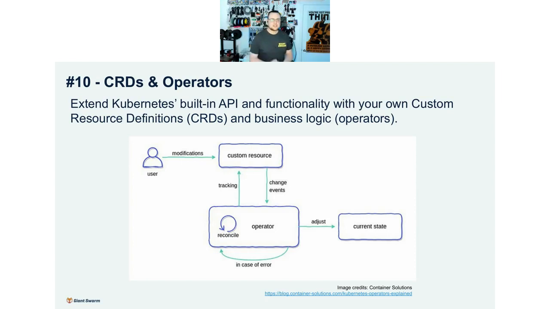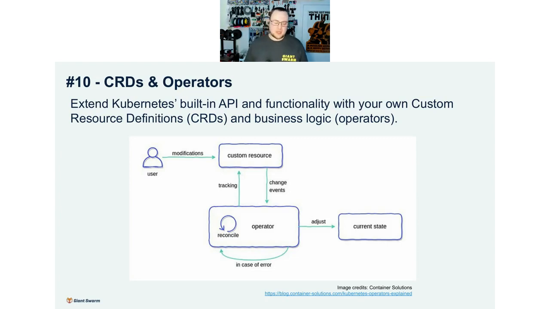So CRDs and operators. CRD is a custom resource definition. This allows you to create your own Kubernetes resources on top of the existing resources that Kubernetes ships with. We've seen a lot of examples of this already. Kyverno policies, cluster policies, they are CRDs. You've probably seen things like certificates from the ACME group. That's a CRD.